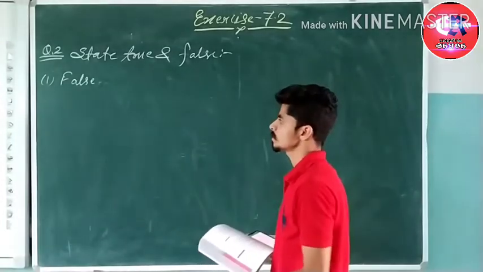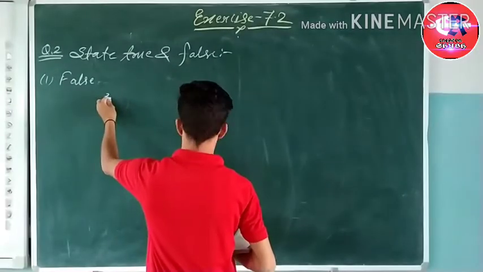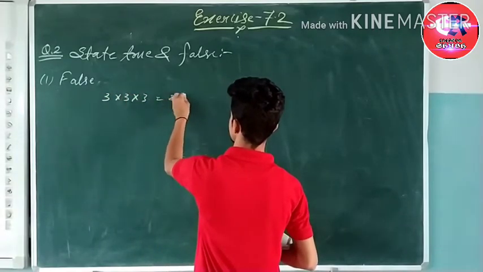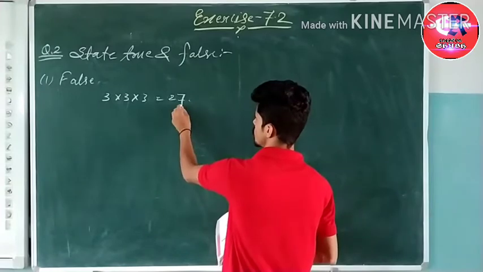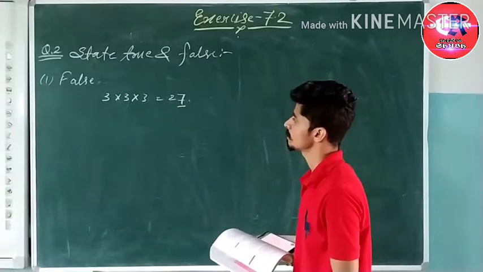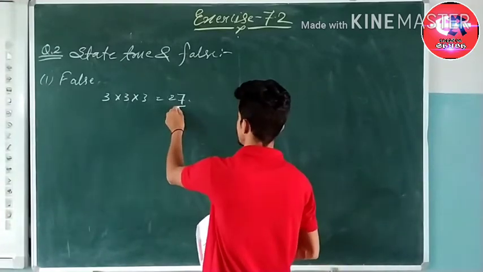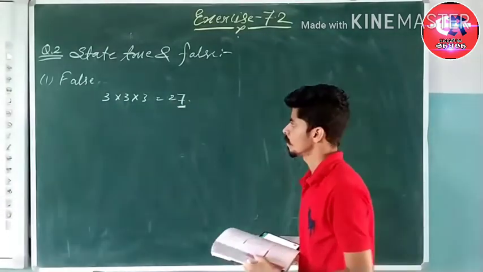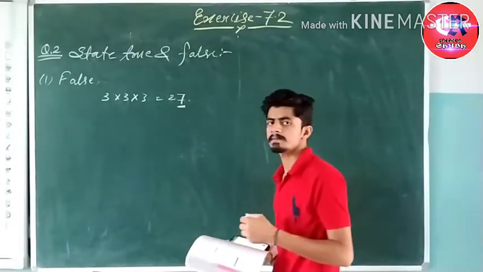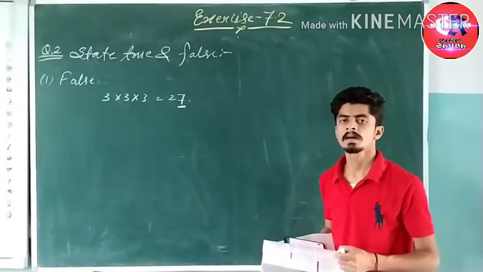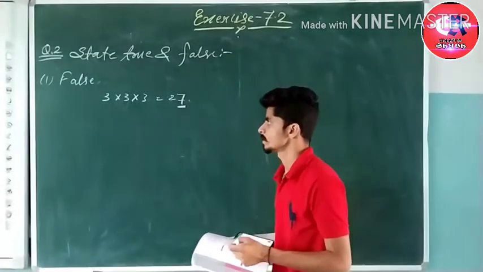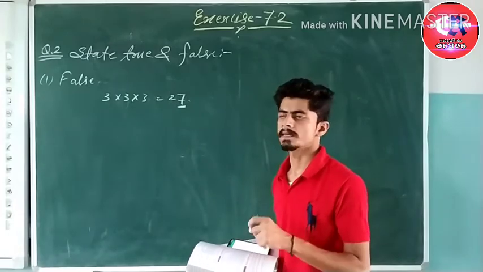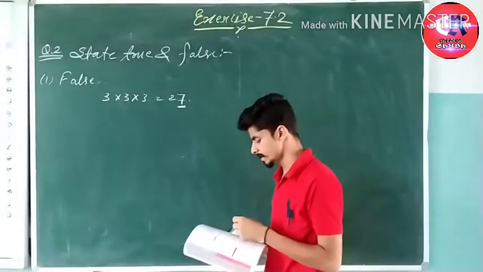It is false, because if we multiply an odd number, 3 into 3 into 3, we get 27. The unit place of 27 is 7, so this is not an even number, it is an odd number. So this sentence is false, because when we multiply an odd number 3 times, it gives an odd number as the result. If we multiply an odd number 2 times, it gives an even number, but 3 times gives an odd number.